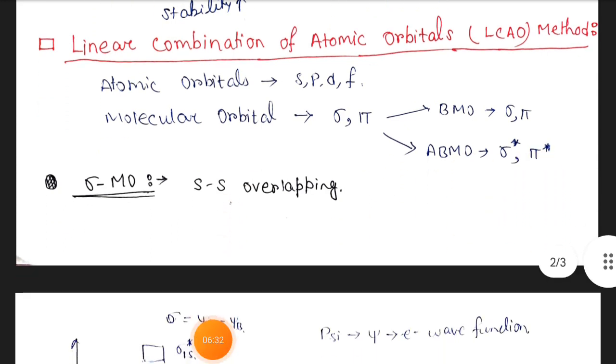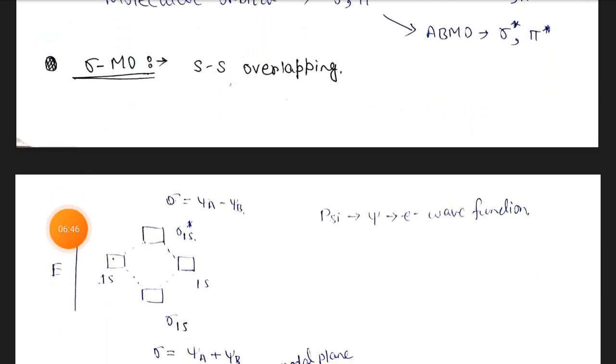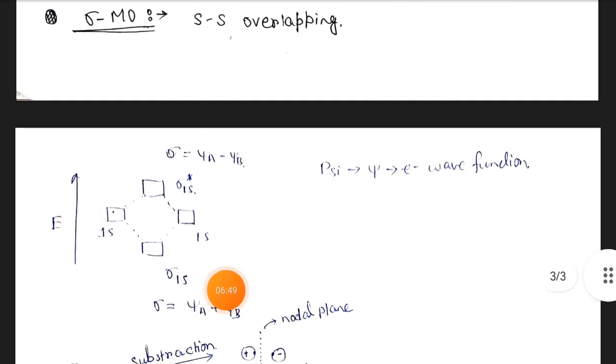Next, how can we form a sigma molecular orbital? Basically two types of sigma molecular orbitals are there: s-s overlapping and p-p overlapping. First we can draw s-s overlapping. This is the diagram of s-s overlapping, the energy profile of sigma bond formation. Basically two atomic orbitals are there, 1s and 1s. These two atomic orbitals overlap to form one bonding molecular orbital, sigma 1s, and one anti-bonding molecular orbital, sigma star 1s.